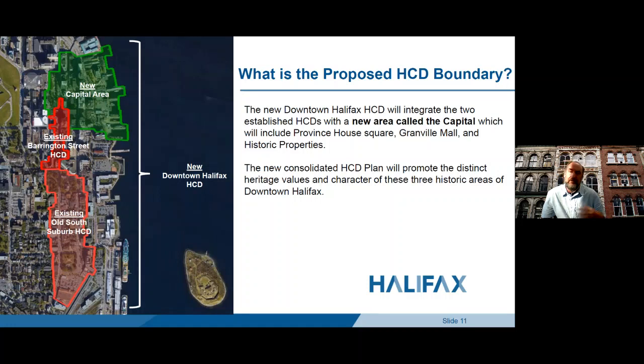As you can imagine, Barrington Street was established in 2009. Old South Suburb was established in 2020. So there's a lot of inconsistencies in terms of how we administer the programs and policies. And this is an opportunity for us to introduce some consistency under the umbrella of one large plan with 3 separate areas. You can think of them as 3 separate chapters to a larger plan. And we'll do this by repealing the existing heritage conservation districts and readopting them with this new capital area.